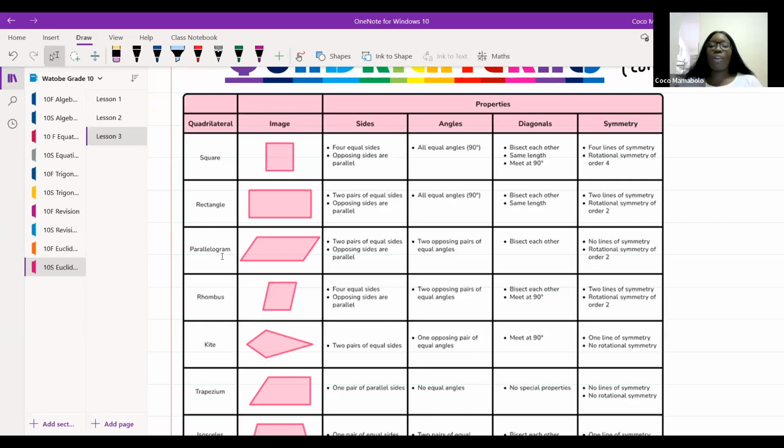Okay. We know the properties of these. It's going to make it so much easier for us to prove that they are quadrilaterals. Let's have a look at the square. Let's start with the square. What do you know about the sides of a square, guys? What do you know about the sides of a square?